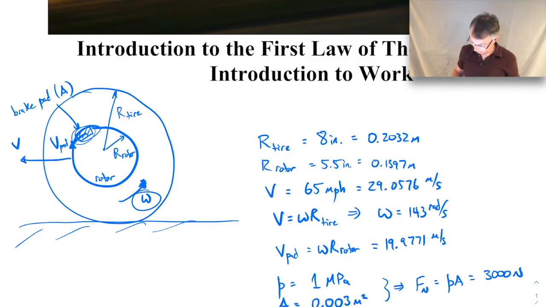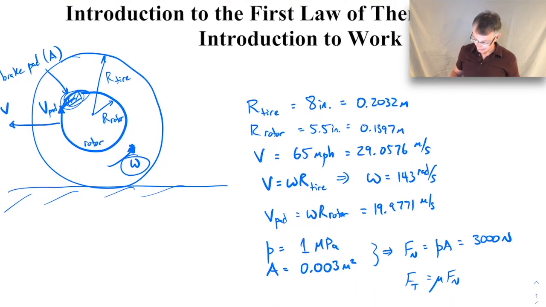So the tangential force would be a friction coefficient times the normal force. A typical friction coefficient for a brake pad against a rotor would be about equal to 0.4. So I'll just put a 0.4 for that. So this comes out to be 1,200 newtons for the frictional force.